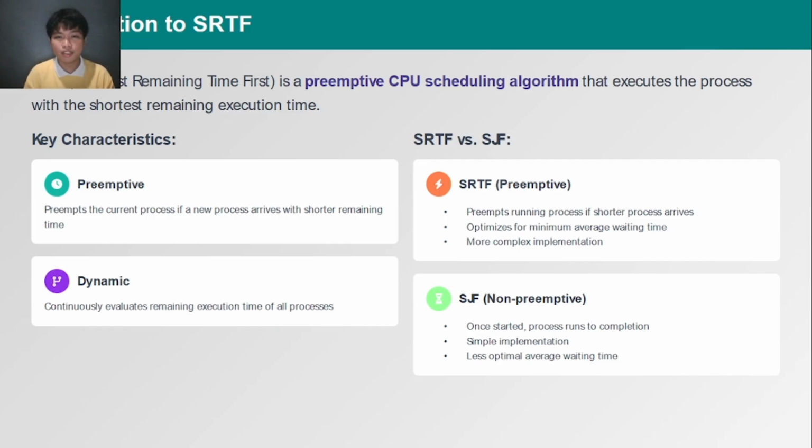Now, shortest remaining time first versus shortest job first. SRTF preempts the running process if a shorter process arrives, while with SJF, once a process has started, it runs to completion. SRTF also optimizes for minimum average waiting time but has a more complex implementation, while SJF has a simple implementation and less optimal average waiting time.